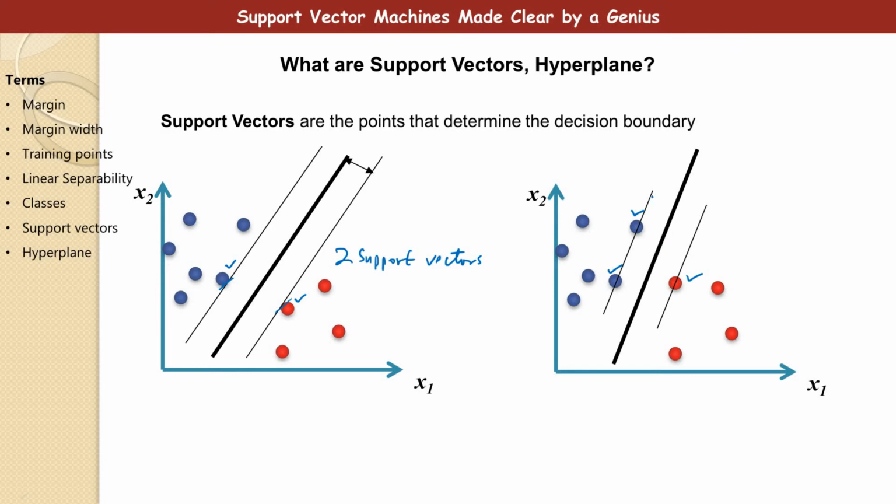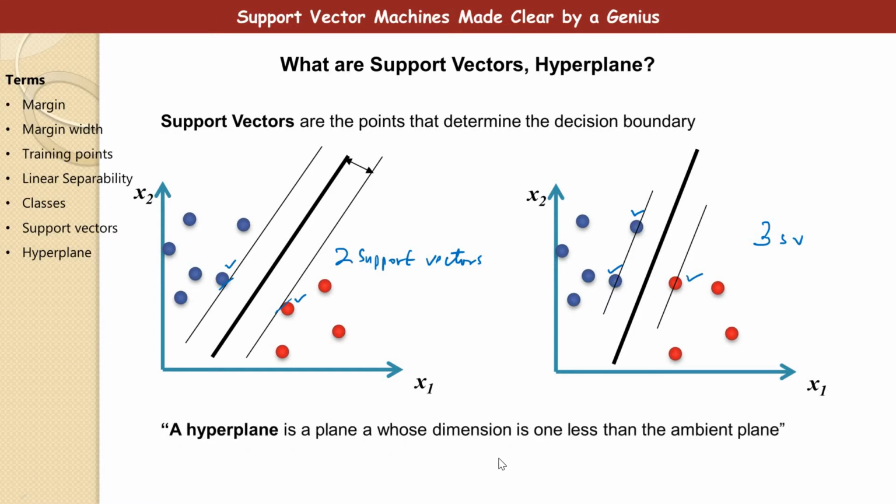Take note that a support vector is not this line that is parallel to the dividing line. It is not this line. It is actually the data points that are called support vectors. So here we have 3 support vectors, okay?